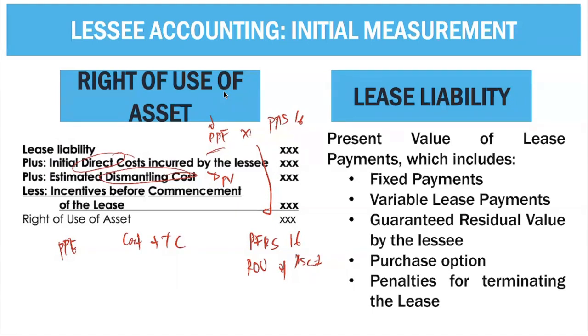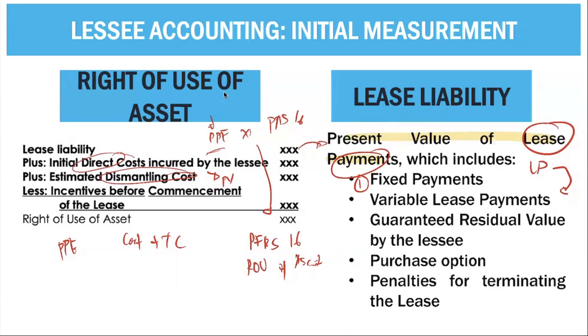Now we go to the measurement of your lease liability. How do we measure your lease liability as to your lessee? Lease liability is equal to the present value of your lease payments. The question is, what are these lease payments? Your lease payments are the following. First, that is your fixed lease payments. So for example, if you have a rent and the rent is 50,000 per month, the 50,000 pesos per month is considered as your fixed rent payment.